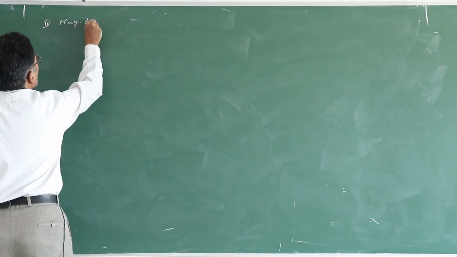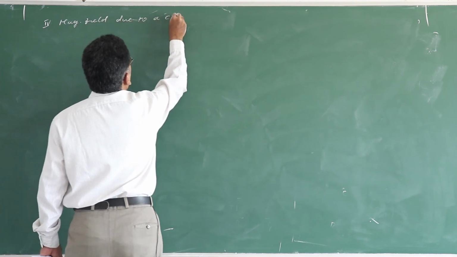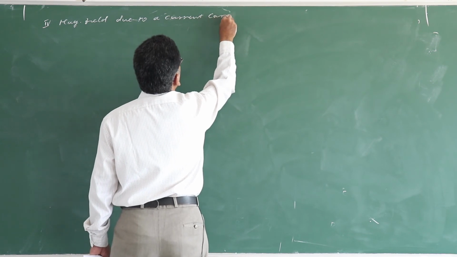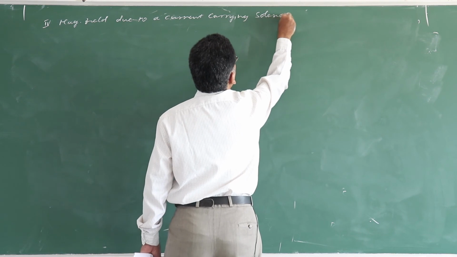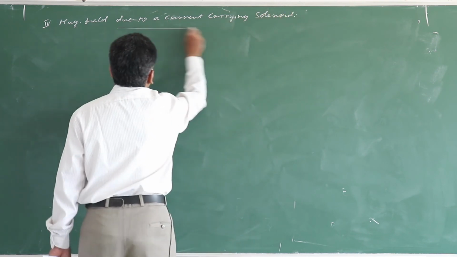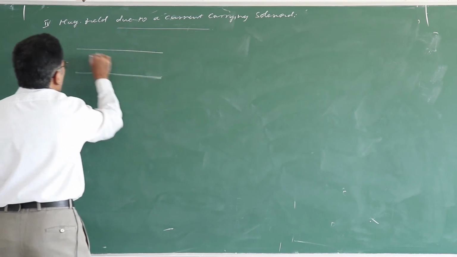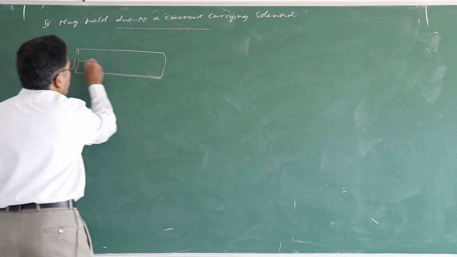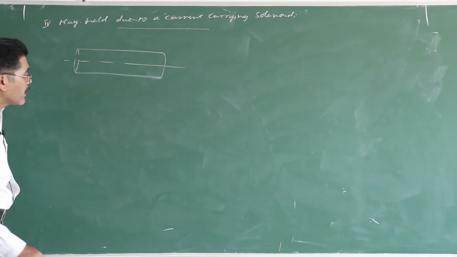Magnetic field due to a current carrying solenoid. Here we have a solenoid, and I am not considering the ideal solenoid. An ideal solenoid is one which has infinite length. Here we have a solenoid of finite length.